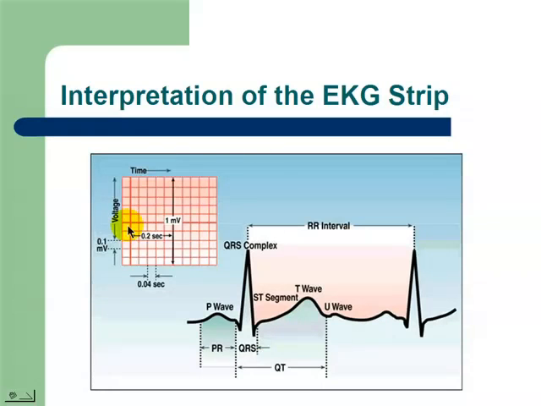And the squares are all the way across. As you keep going across, each little teeny tiny square is 0.04 seconds. From one dark line to the next dark line is 0.2 seconds. Each teeny tiny little square is 0.1 millivolt, and so it's also 1 millimeter. So each little tiny line going up is 1 millimeter. So here is 5 millimeters.